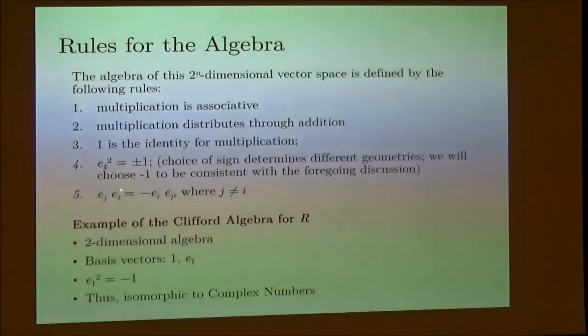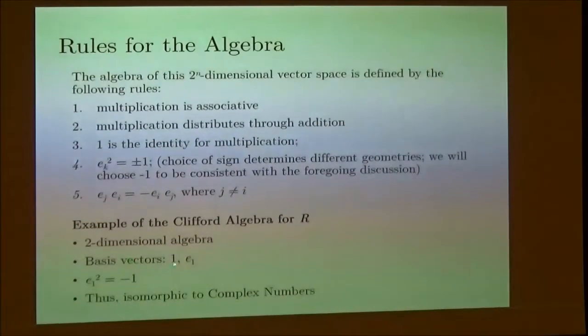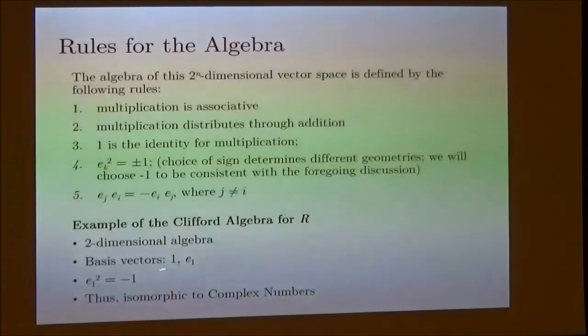You can also take the product of two basis vectors and they will anti-commute as long as i is not equal to j. As an example, let's talk about the Clifford algebra for R1. Now R1 is one-dimensional, so the Clifford algebra would be two-dimensional, 2 power 1. What are the basis vectors? We need two basis vectors. One is, of course, the scalar. The other is the sole basis vector, E1. And the rule is that E1 squared is minus 1. Now, you can see that this is isomorphic to the complex numbers. So the Clifford algebra for R1 is actually isomorphic to the complex numbers.